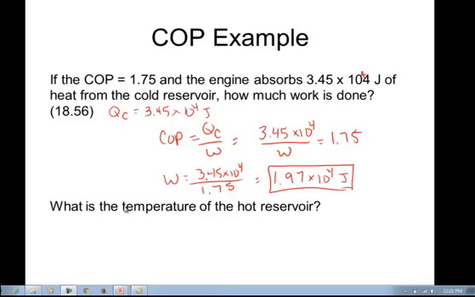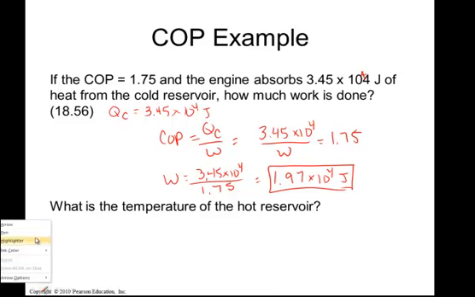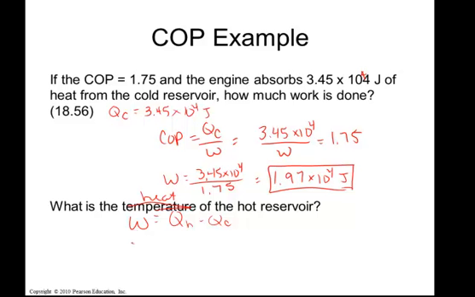Alright, then we'll go on to the next part, and it says what's the temperature of the hot reservoir. And there is a mistake here. It's asking for the heat of the hot reservoir. And we know that work is Q hot minus Q cold. And we just found my work, 1.97 times 10 to the 4th. And we know that Q of the cold is 3.45 times 10 to the 4th. So in order for me to find Q of the hot, I'm going to simply add those together. And I'm going to get 5.42 times 10 to the 4th.